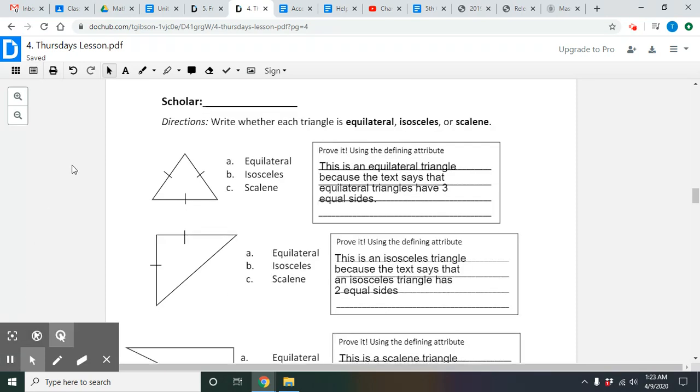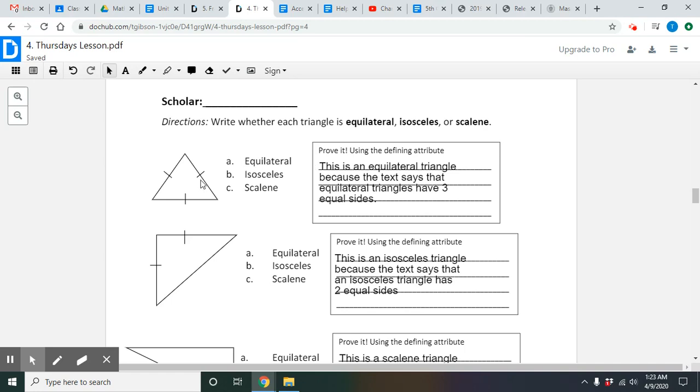All right, welcome back from practicing on your own. I'm definitely going to go over the first portion in depth because that's what we are working on today, identifying triangles by their side lengths. Okay, so yesterday you were working on angles, identifying triangles by their angles. Today we are working on identifying triangles by their side lengths. So the first one, right, whether each triangle is equilateral, isosceles, or scalene. What did you guys say?